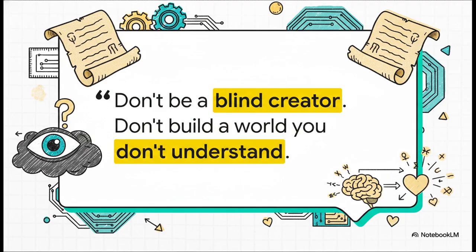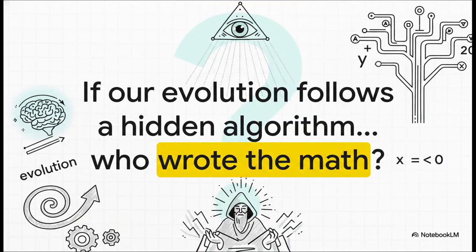In the end, the core lesson from these 2,000-year-old data models couldn't be more relevant. As we step into the role of creators, we have an absolute moral duty not to be a blind demiurge. We simply cannot build worlds we don't understand, or create intelligent systems we can't align with basic wisdom and compassion. And that leaves us with one last, massive question that just hangs over this entire idea. If this trajectory is real, if our evolution really is following some kind of hidden algorithm, some kind of mathematical gravity pulling us all toward a specific destiny, who or what wrote the math?